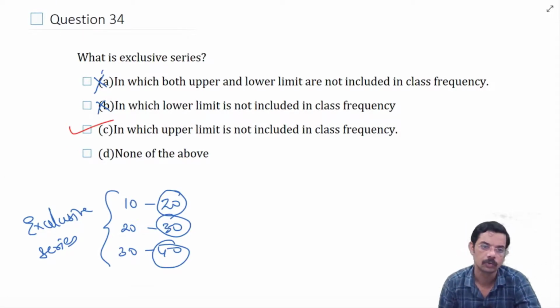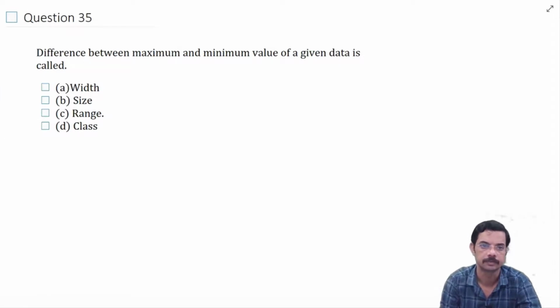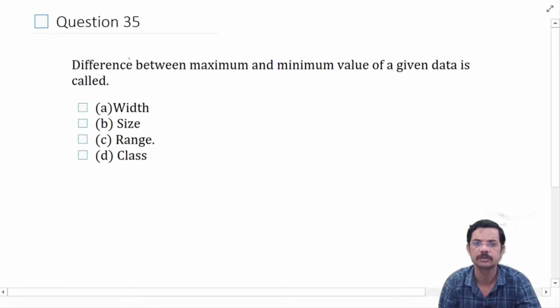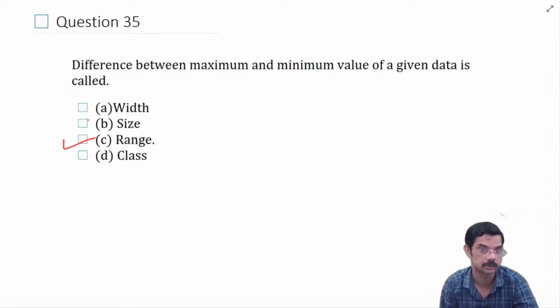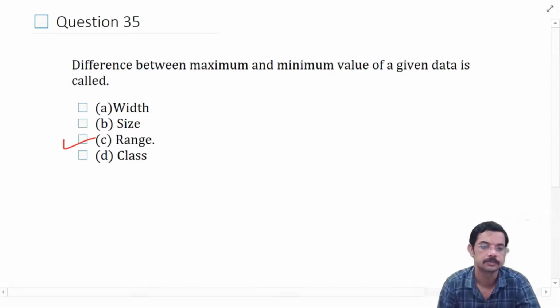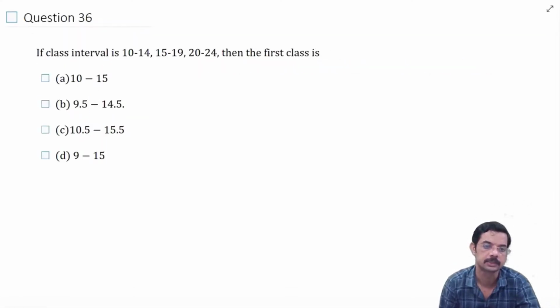Okay. Now question number 35. The difference between the maximum and minimum value of a given data set is called the range. We know that it is called range. Of a class, it is called class width or class size. Okay. Next, question number 36.